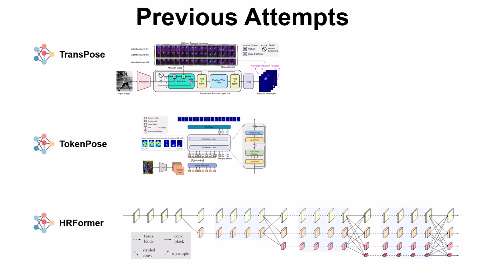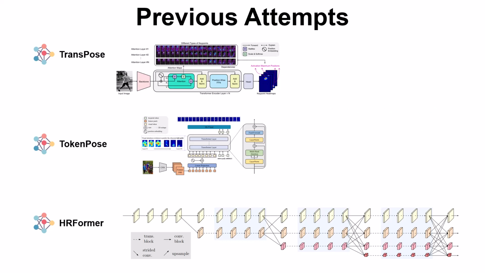Another attempt is HRFormer, and in HRFormer it also has a combination of transformer blocks and convolutional blocks and some strided convolution just for downsampling and some upsampling, so we need to have a very delicate architecture for the final output. So what we can generally see from the previous attempts is that we either need to have a CNN backbone at the end, or we need to have a very delicate architecture to get our final output.